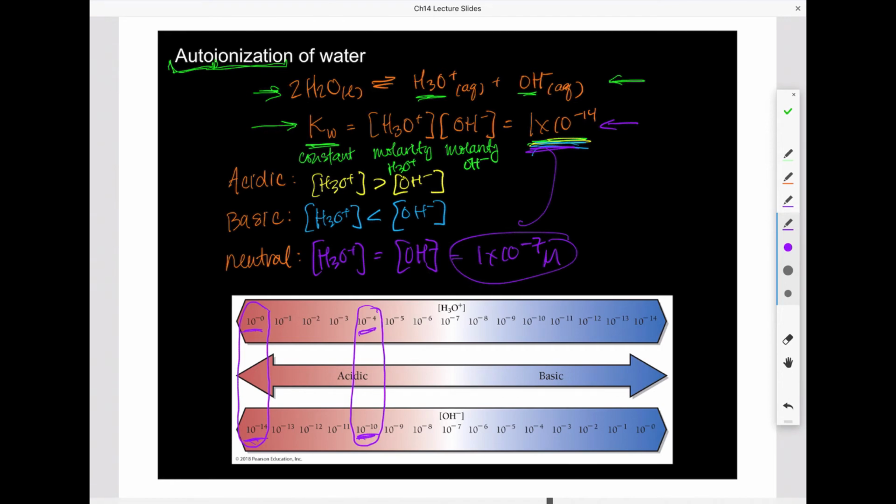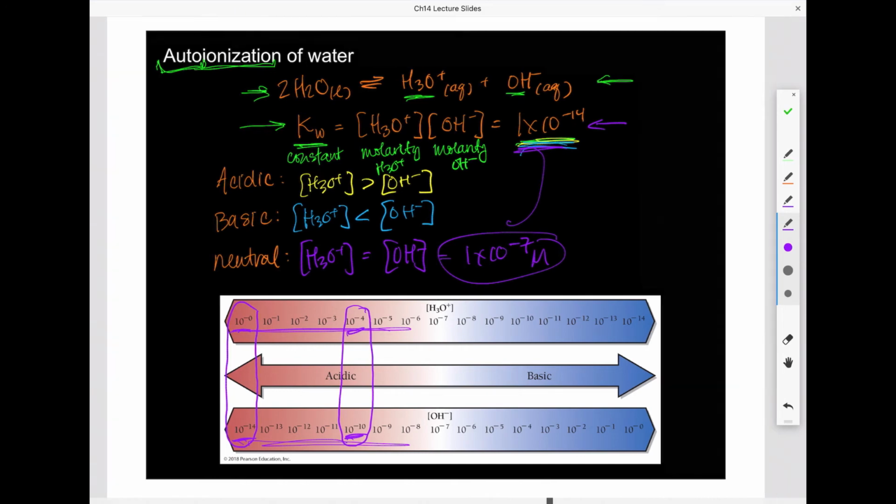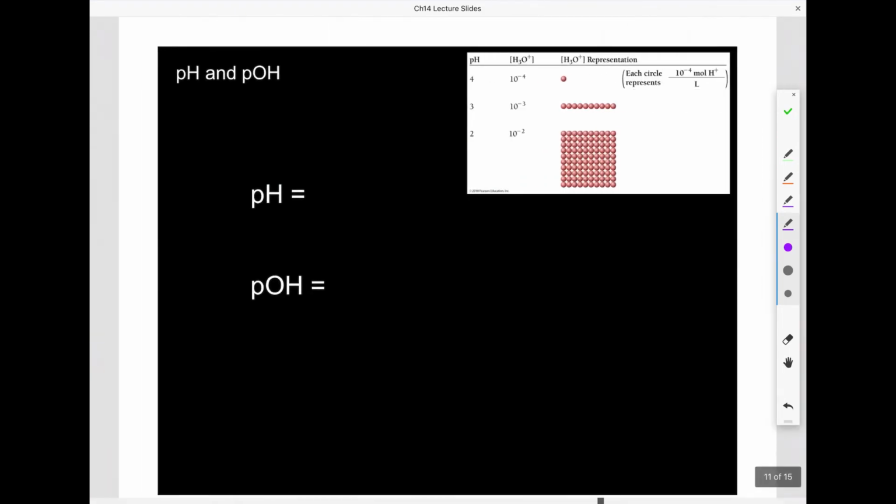Yes? All right. And again, acidic solutions mean that my hydronium is greater than my hydroxide, and flipped when we get over here to the basic section. Yes? All right. Now, how to calculate pH.